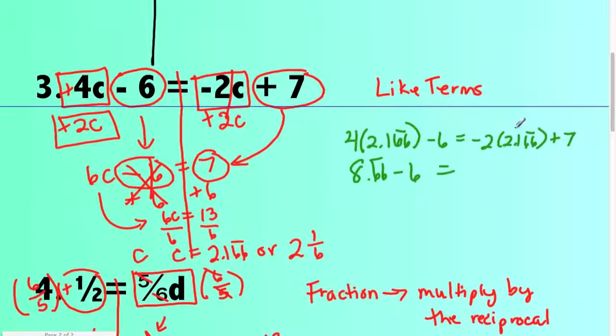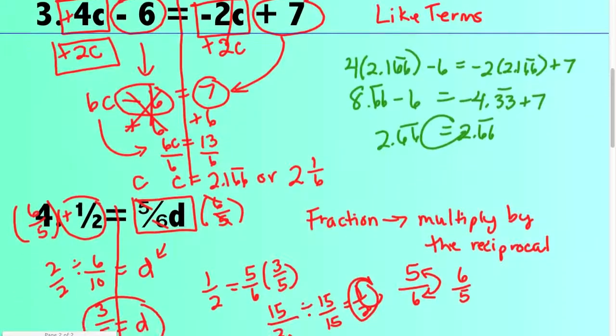So you have 2.16666 repeating times negative 2 gives you negative 4.33 repeating plus your 7. And negative 4.33 repeating plus 7 equals 2.666 repeating. And 8.66 minus 6 is 2.66 repeating as well. So this is correct. Now let's go on to number 5.